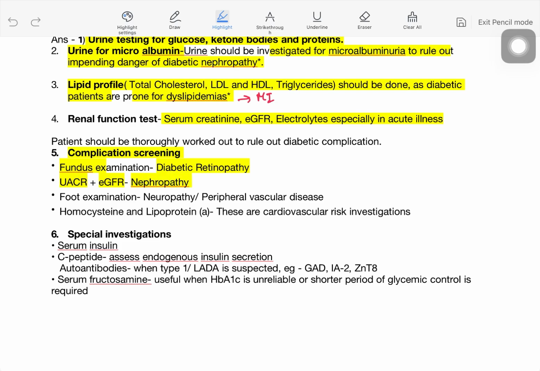Then we will check for UACR, that is urine albumin creatinine ratio, and eGFR, which will assess the progression of kidney damage. Then we will check for nerve loss or poor blood flow in the legs and feet in case of neuropathy or peripheral vascular disease. Then we will check homocysteine and lipoprotein A. These are the blood markers to measure cardiovascular risk.